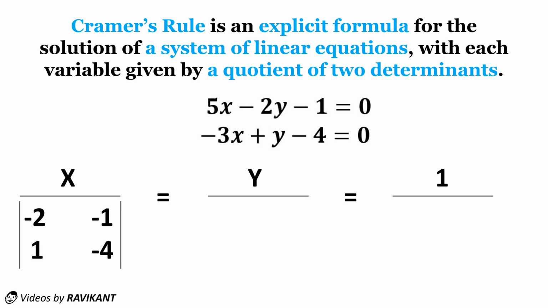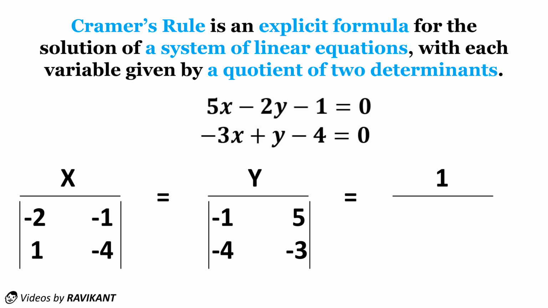Now we make a determinant for our second variable y. To make the determinant, first hide the terms of y in both equations. Then write the constant terms of both equations like this, minus 1 and minus 4. Then write the coefficients of x of both equations like this, 5 and minus 3.